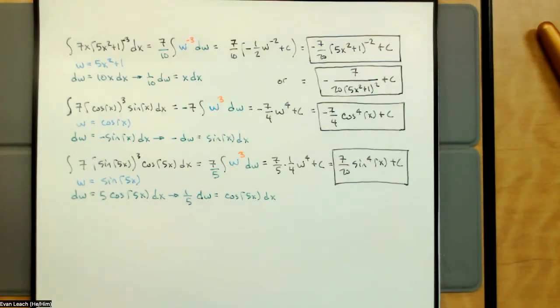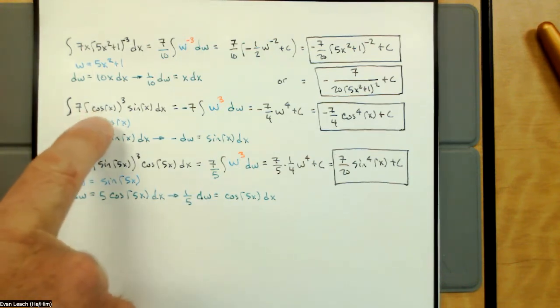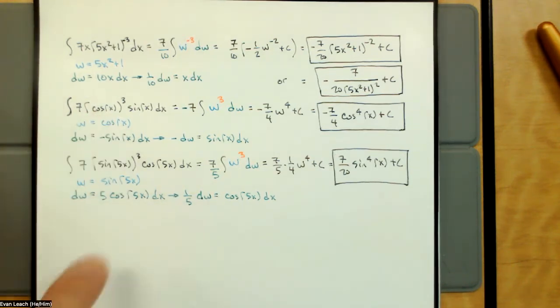The thing to realize in problems 10 and 11 is that w was cosine x in the first one, and in the second one, w is sine of 5x. There's a lot of extra stuff going on with that one because of the 5x.